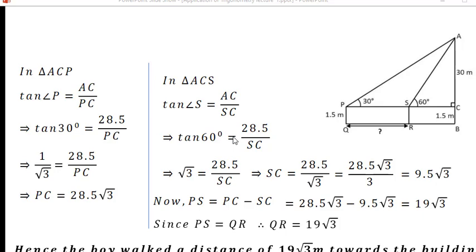The boy walked how much distance? 19 root 3 meter towards the building. Okay. Now this problem is a little difficult, as two triangles are involved. You have to analyze how to solve these two triangles and what distance we have to calculate.